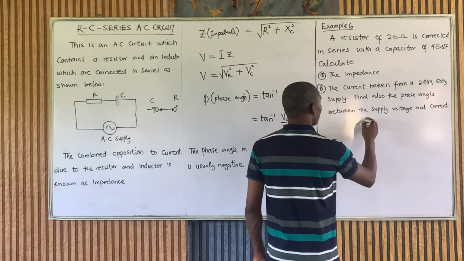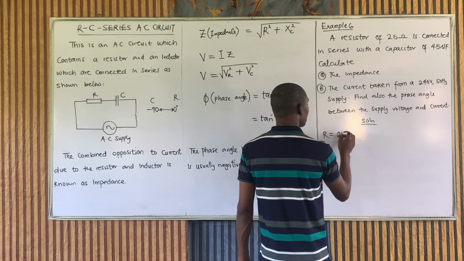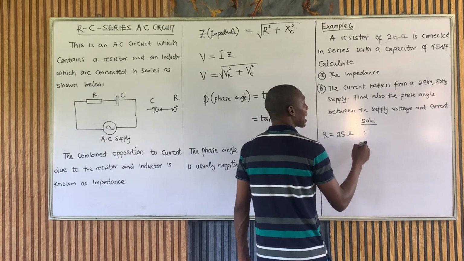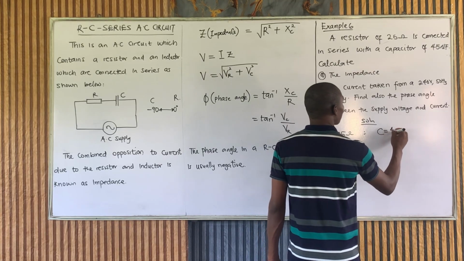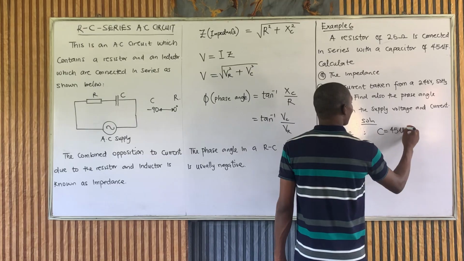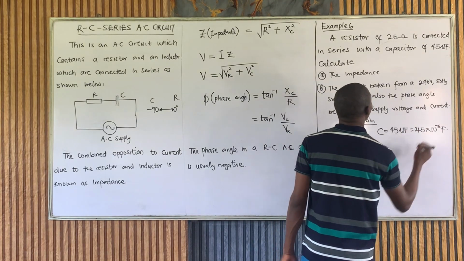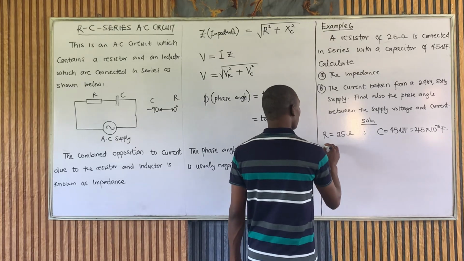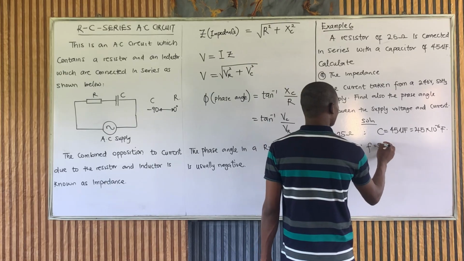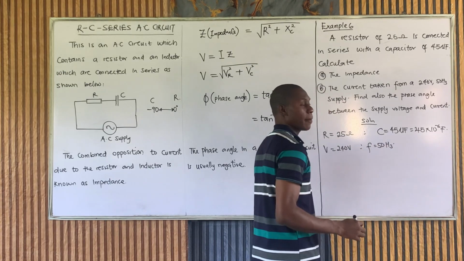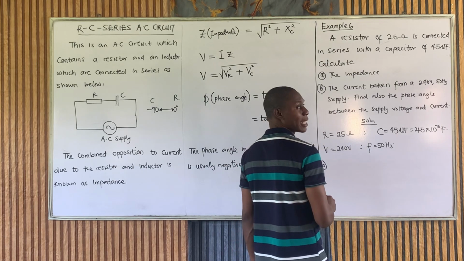Let's solve this now. First of all, what are we given here? We are given our resistance, which is 25 ohms, and we are given the capacitance of the capacitor, which is 45 microfarad, that's 45 times 10 raised to the power minus 6 farad. We are given our voltage supply to be 240 volts and the frequency to be 50 Hz. Now, firstly, we have to get the impedance.